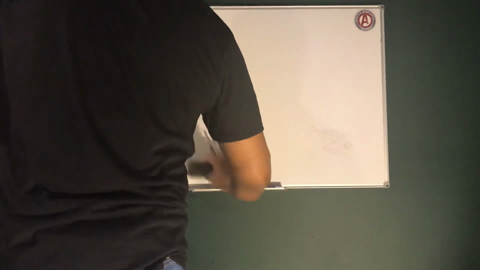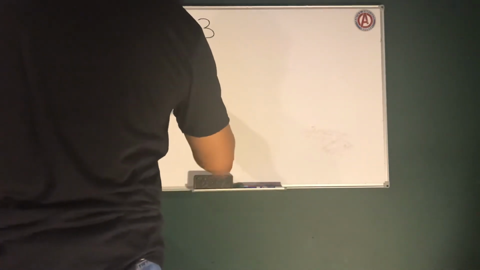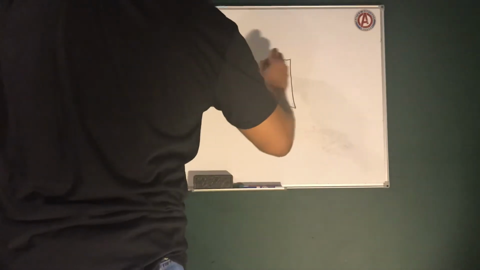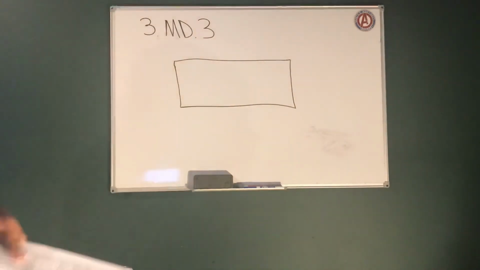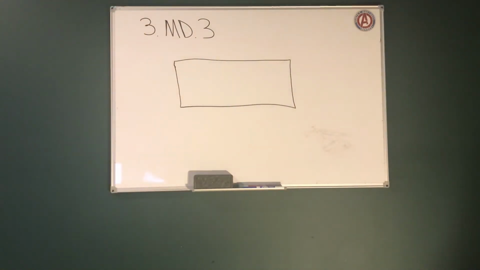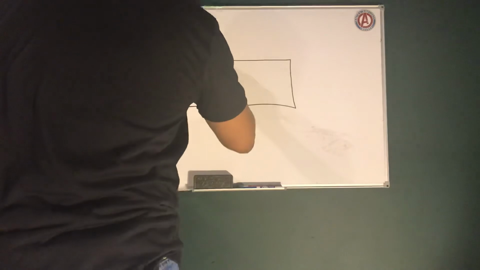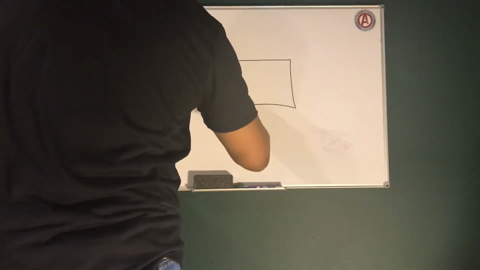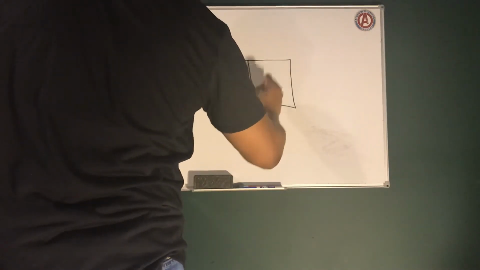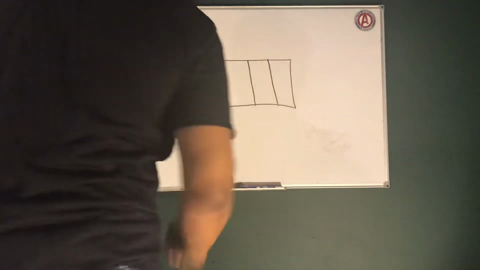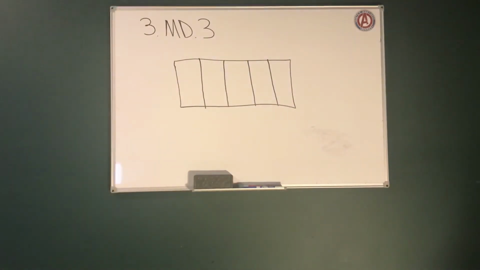So what I'd like you all to do right now is create a rectangle. Go ahead and create your rectangle. I want you to take that rectangle and we're going to divide it into 5 equal pieces. So 1, 2, 3, 4, 5. 5 equal pieces.